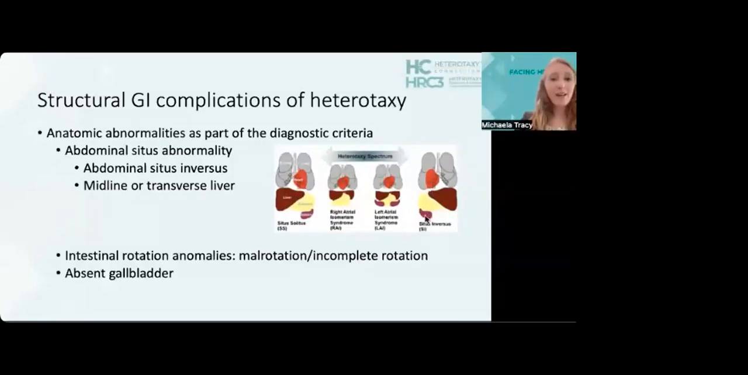In the middle of that spectrum, though, are what is known as midline or transverse liver, where you can see that the liver, instead of being just on one side, actually crosses the midline. There are two forms of that. There's right isomerism, which is more likely to be associated with asplenia, and then there is left isomerism, which is more likely to be associated with polysplenia. Other anatomic anomalies that comprise diagnostic criteria include intestinal rotation anomalies that we'll talk a lot about, and absent gallbladder.